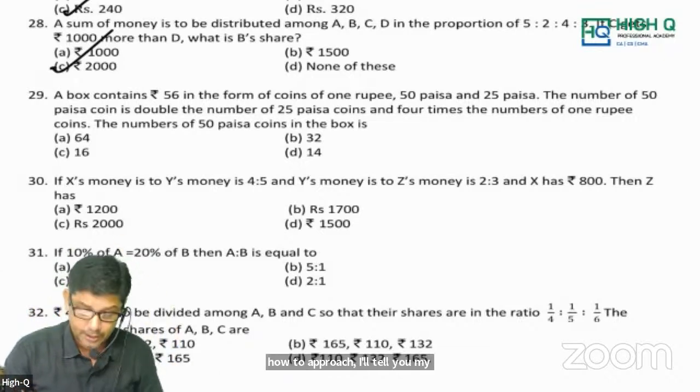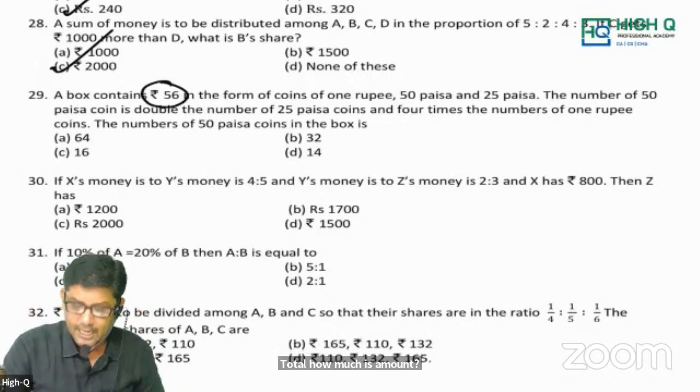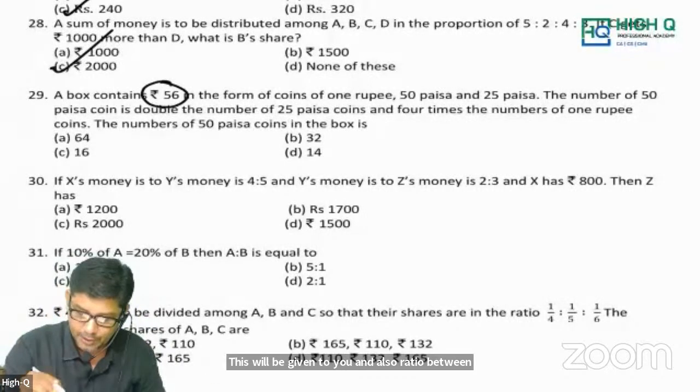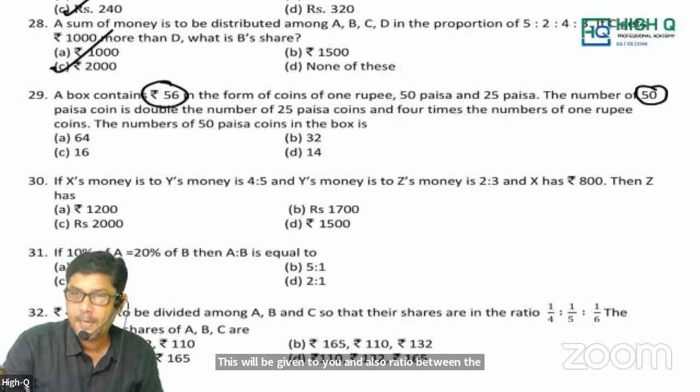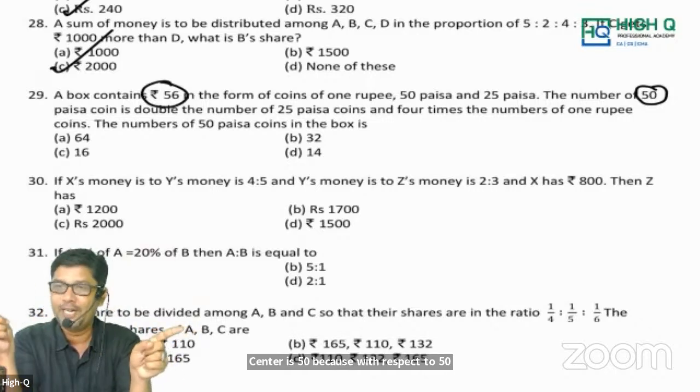You will enjoy. Look at this. The total amount will be given to you, and also the ratio between the coins will be given to you. Here, what is given? The center is 50, because with respect to 50, the 25 paise coin is defined and the 1 rupee coin is defined.